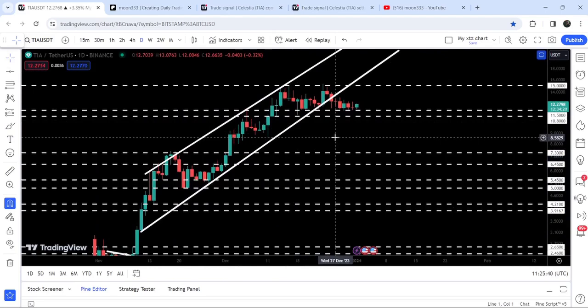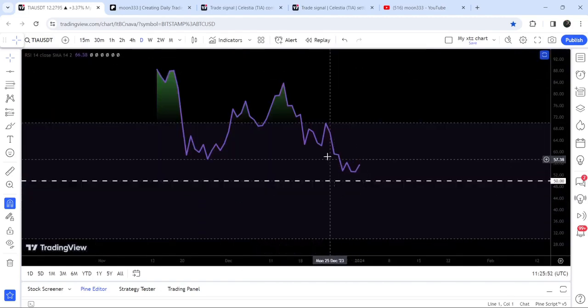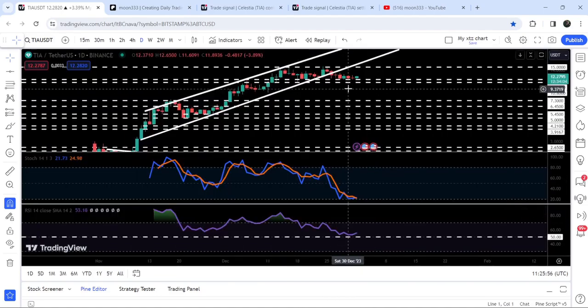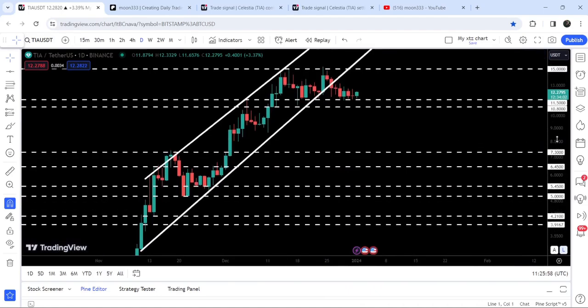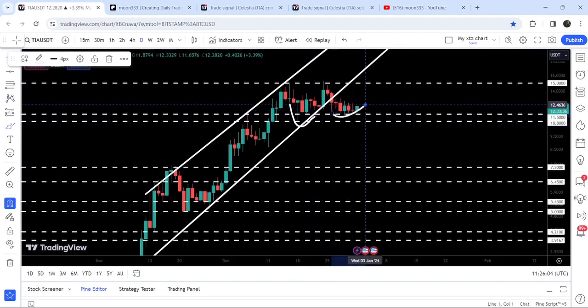But now, if we take a look at the stochastic and RSI oscillators, then you can see that stochastic formed this low here. The next low is quite lower than the previous low, and it has almost entered the oversold zone. And if we take a look at the RSI, then you can see it formed this low here, and the next low is forming lower than the previous low. At the same time, you can see that the price line is not able to form another lower low than the previous low. In fact, it is forming a higher low than the previous low.